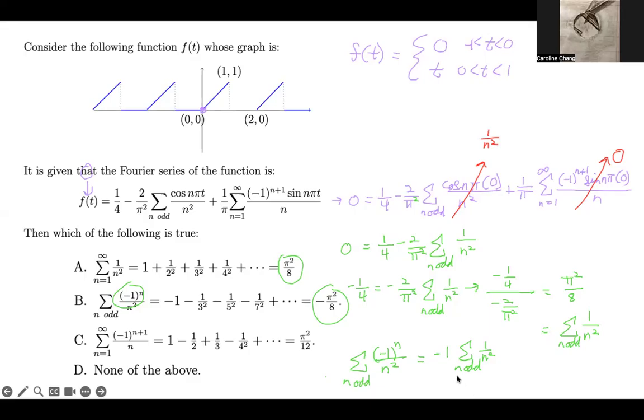we can simply plug in pi squared over 8 here to get that it's equal to negative pi squared over 8. Or more clearly, that sigma for when n is odd of negative 1 to the power of n over n squared is equal to negative pi squared over 8. So thus B is the correct answer.